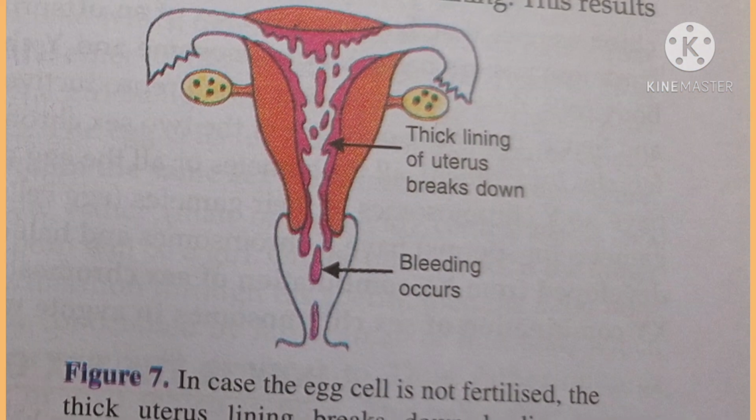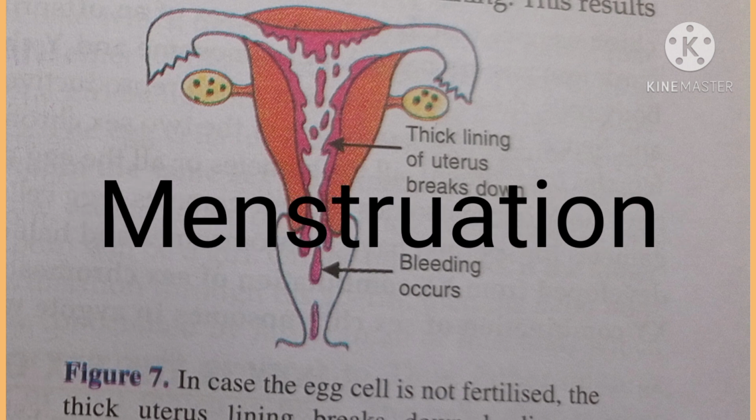Since the thick uterus lining contains a lot of blood vessels, the breaking down or disintegration of the uterus lining produces blood along with other tissues. This blood and other tissues come out of the vagina of the woman in the form of bleeding. The bleeding from the uterus, which occurs in a woman or mature girl every month if the egg cell has not been fertilized, is called menstrual flow or menstruation.